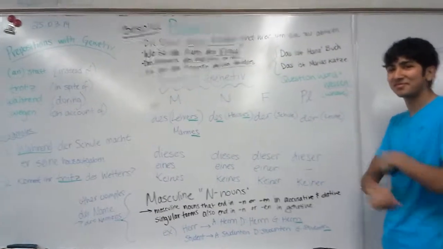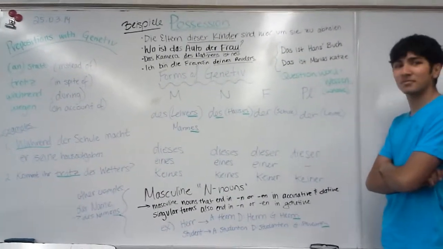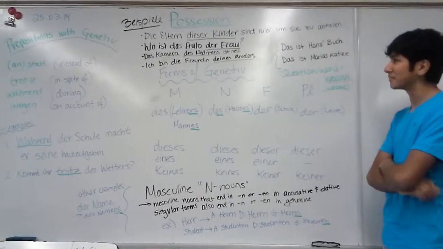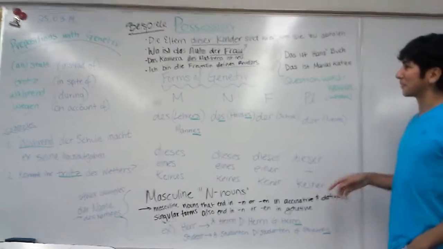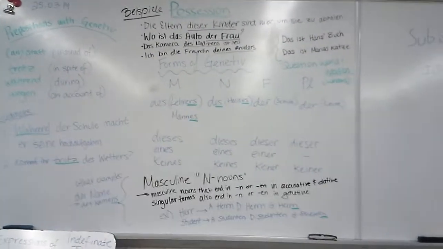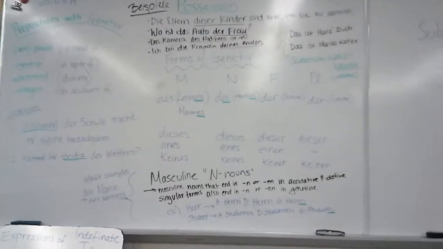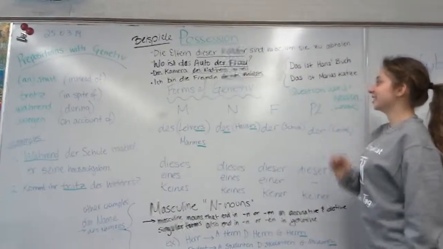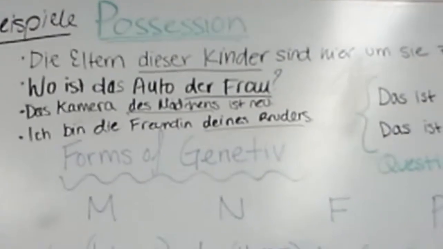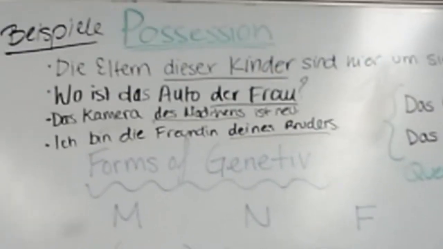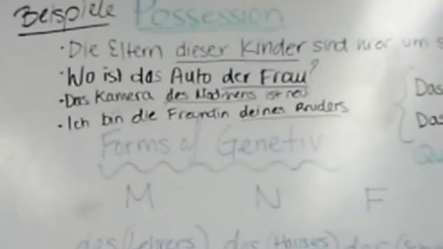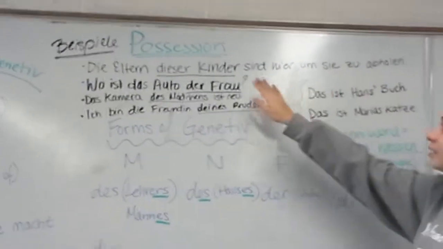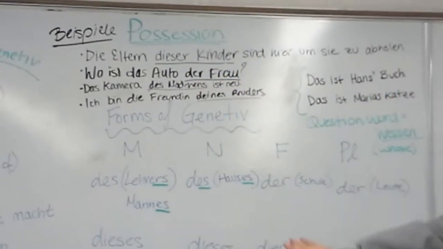All right, so genitive is mostly used for possession. In English, it's usually done with apostrophes on nouns or the word of, saying the car of the woman, or the woman's car. In German, it's also like that, and we wrote down some example sentences. Die Eltern dieser Kinder sind hier, um sie abzuholen. So using dieser, the parents of the kids, showing possession.